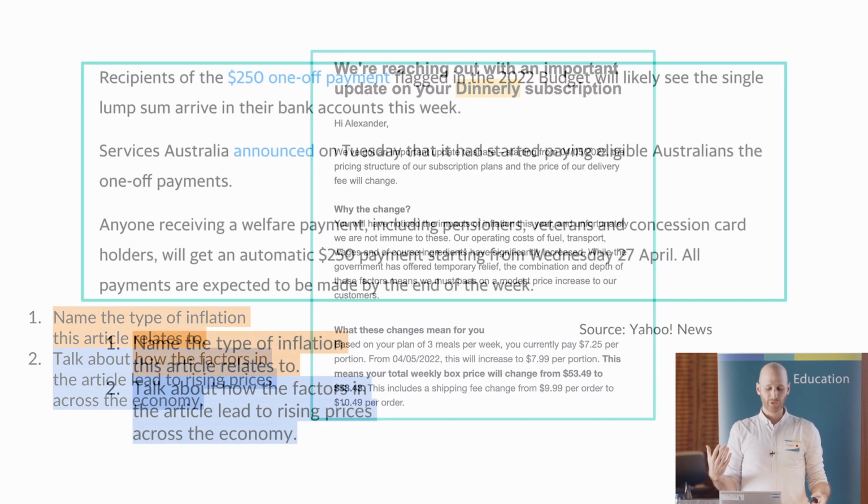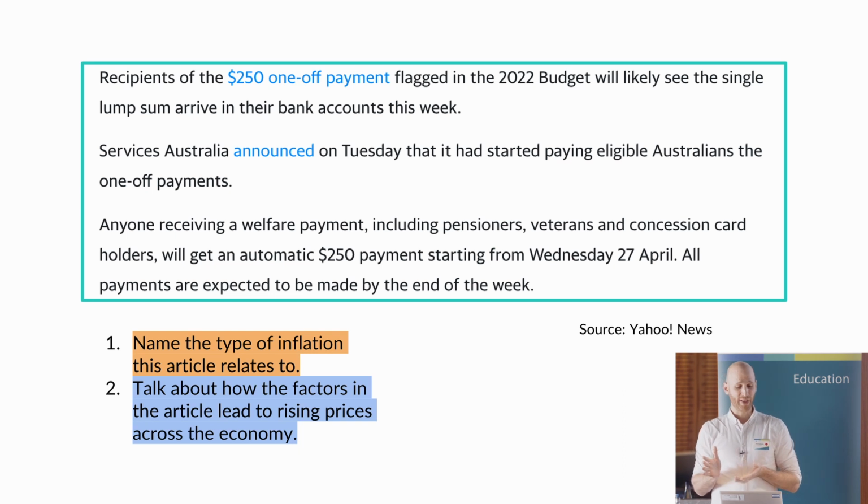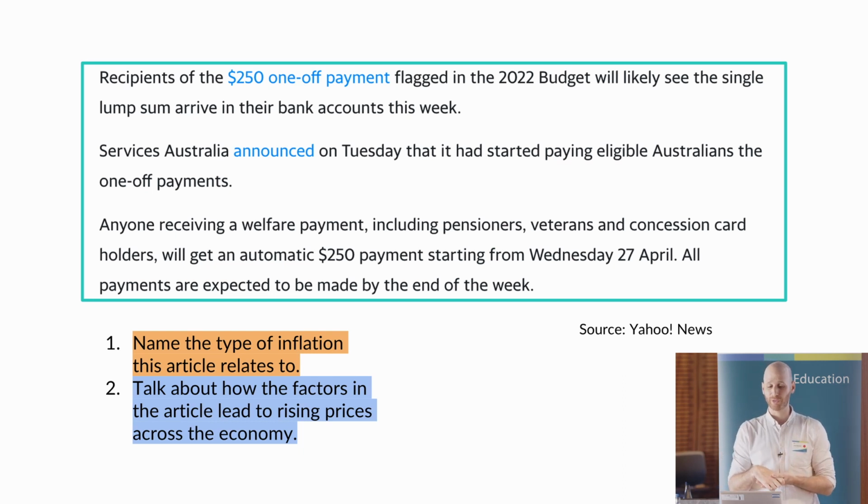The next one, which also has an interesting link in terms of fiscal policy as well, is that I think that some of the stimulus measures in terms of the budget and the coronavirus payments and things like that are also a useful way of demonstrating other types of inflation. So this is the one-off $250 payment.